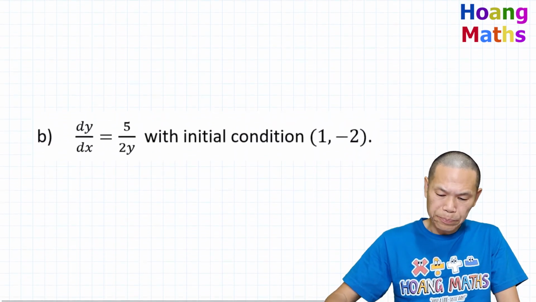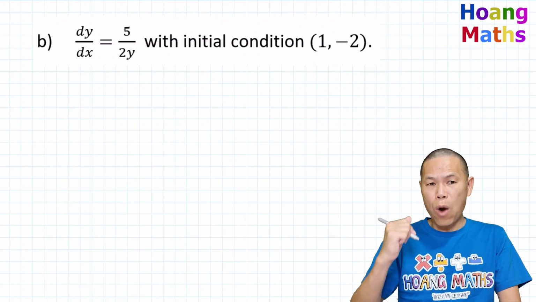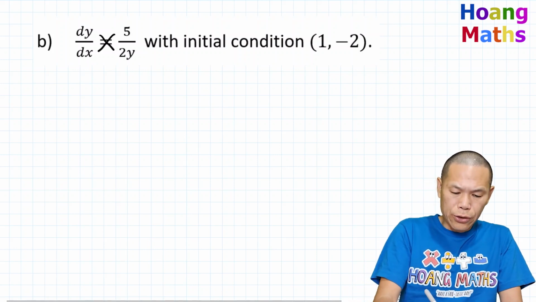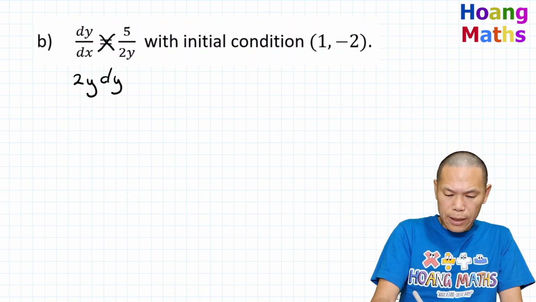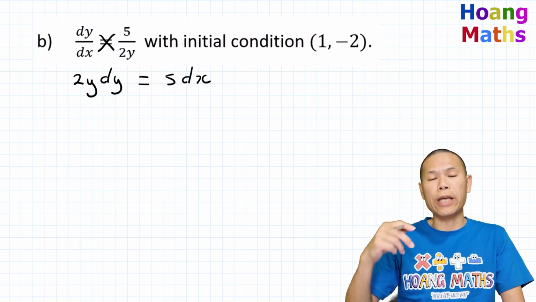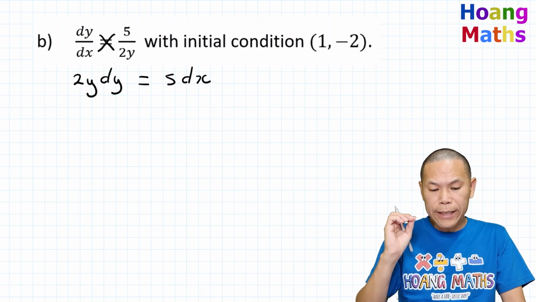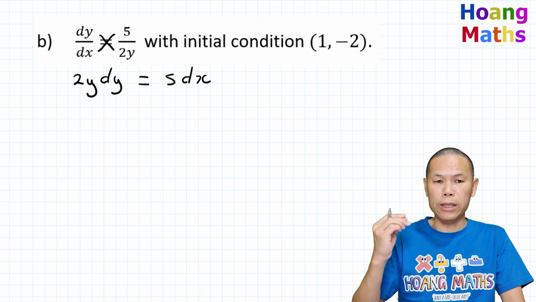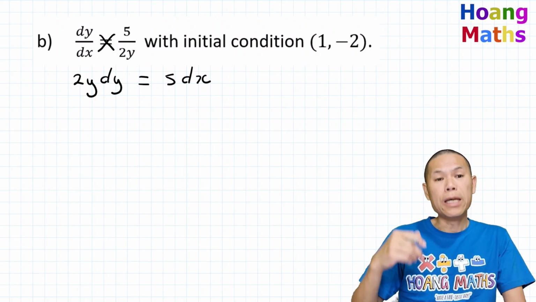Let's move on to the next one. Part B, again, we just separate the y terms with the y function. So we just cross multiply. That becomes 2y dy is 5 dx. Of course, you can just divide by 2 on both sides if you wish, and it becomes y dy is equal to 5 over 2 dx. It still works, nothing wrong with that, but dealing with whole numbers is easier.